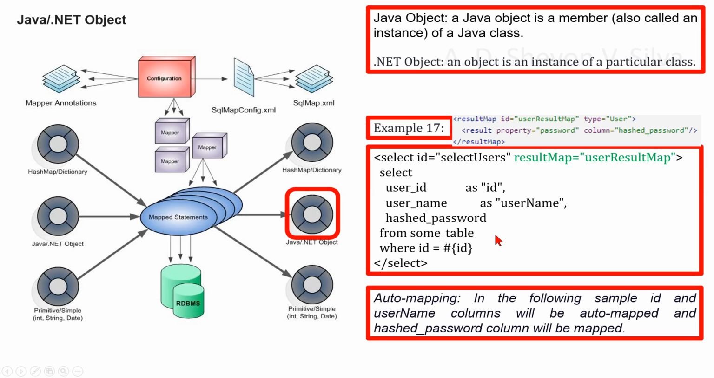There are three auto mapping levels. None disables auto mapping; only manually mapped properties will be set. Partial will auto map results except those that have nested result mapping defined inside, such as joins. Full auto maps everything.